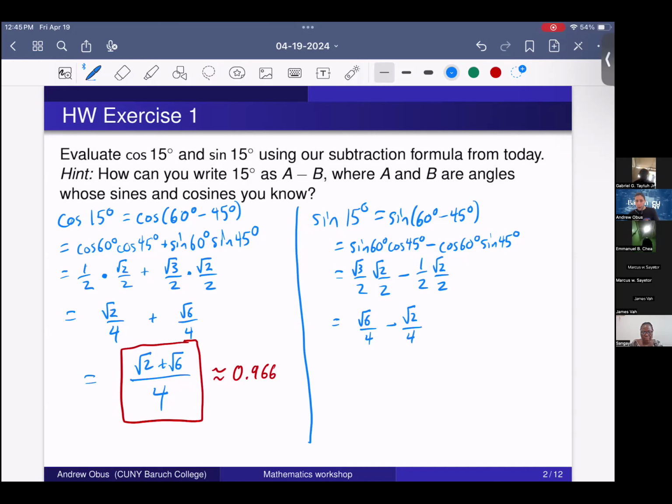Okay. Oh, yeah. So I see Armstrong in the chat. What if we take 45 and 30? That'll work also. Maybe we should do it both ways, right? So let's just write over here. So this is square root of 6 minus square root of 2 over 4. I'm a little skeptical of this. Oh, sorry, square root of 6 minus square root of 2 over 4. Okay. And so this should work.